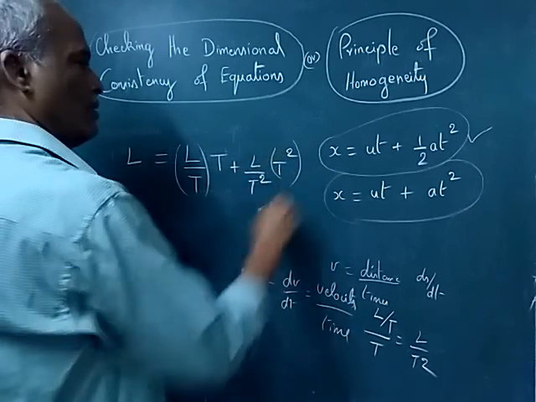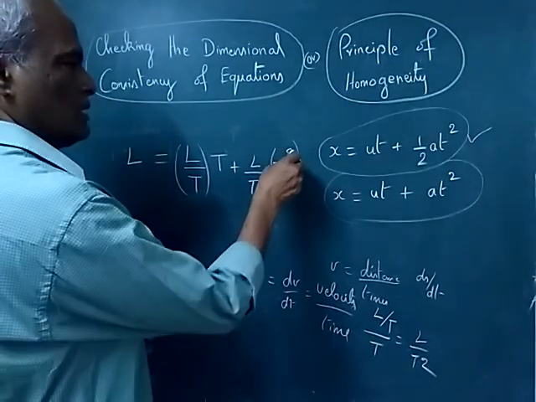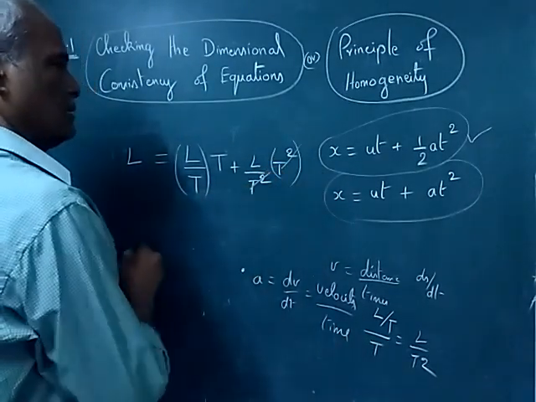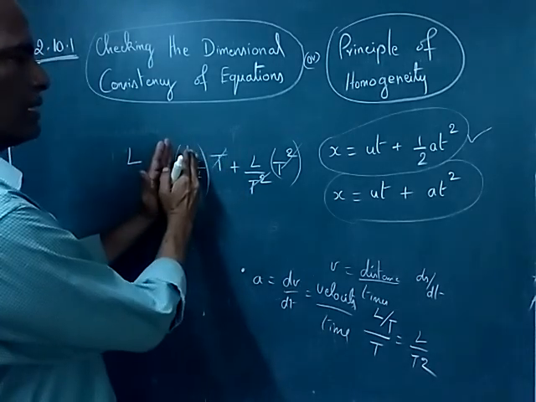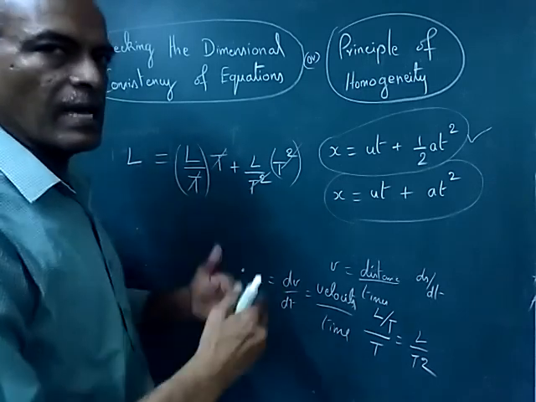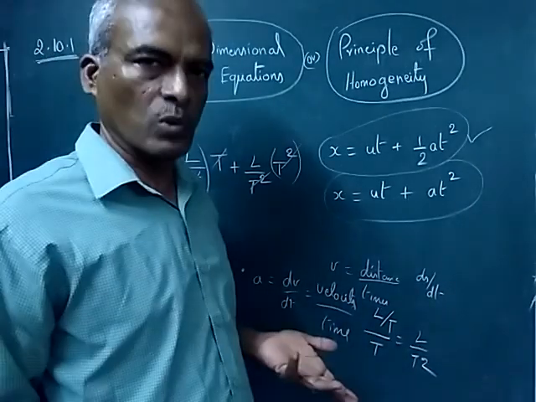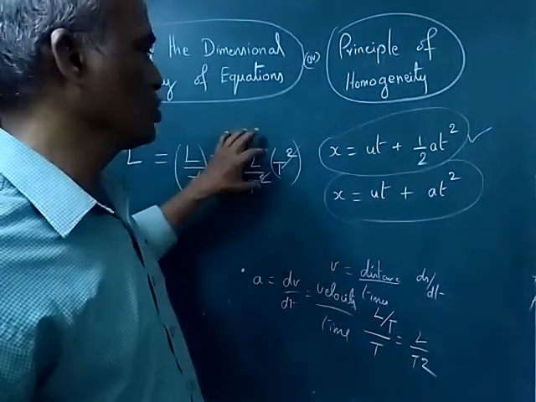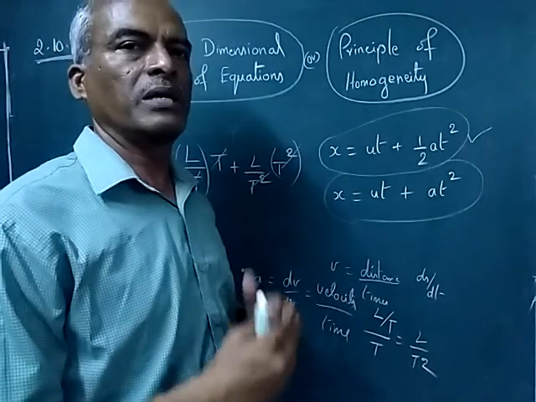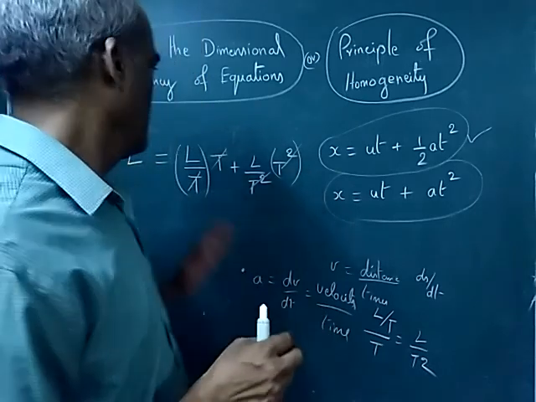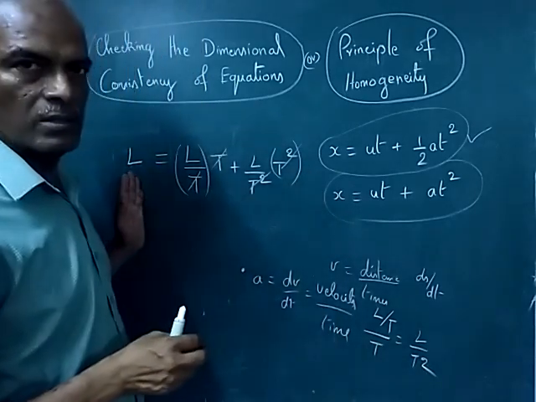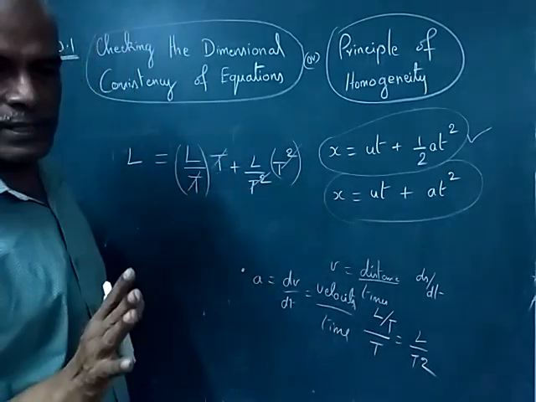So this T square gets cancelled. This T cancels. Length plus length. Length added with length will give you length only. Say this is 10 meters, this is 20 meters. 20 meters plus 10 meters will give you 30 meters. Still it is length only. The left hand side is also length. So dimensionally it is correct.